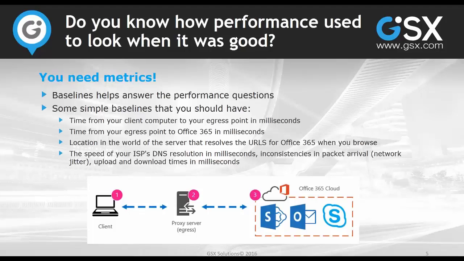So some simple baselines that you may need to have: the time from your client computer to your egress point, the exit point from your network infrastructure, the time from the network infrastructure to Office 365, different locations around the world that are resolving those URLs, so different critical network locations you may have in your environment where your users are connecting from, where your customers are connecting from, basically those endpoints that are using that infrastructure.